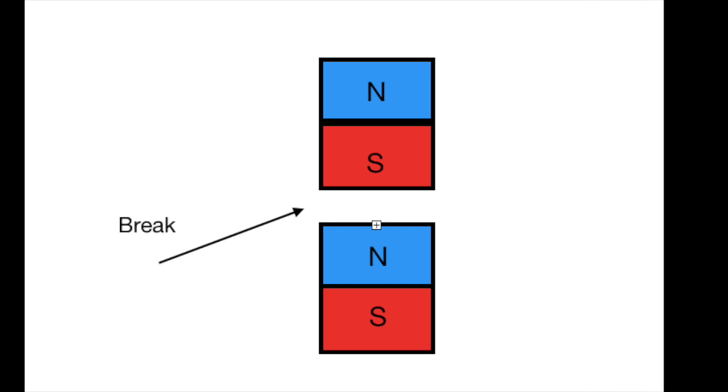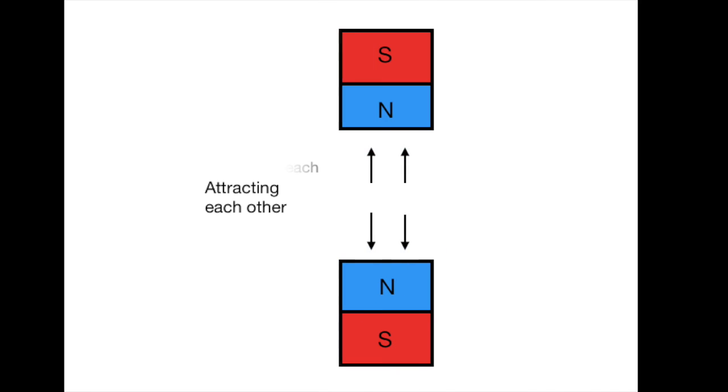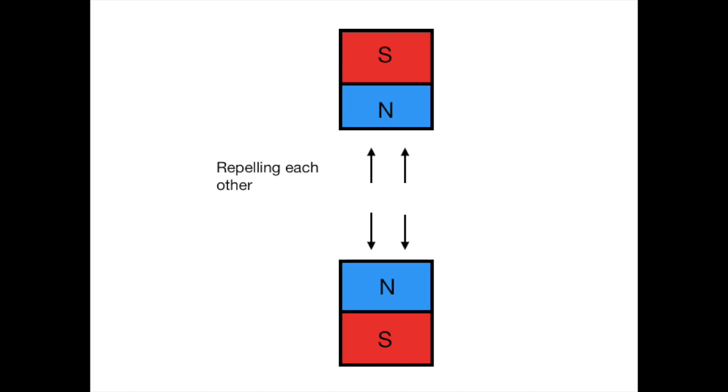The importance of these poles is that opposite poles attract. A north pole will attract the south pole, and a south pole will attract a north pole. If you have played with magnets before, you will know that sometimes magnets seem to push each other away. This is because the same poles repel each other. A north pole and a north pole will repel each other, and a south pole and a south pole will repel each other.